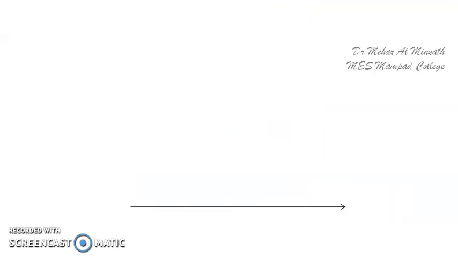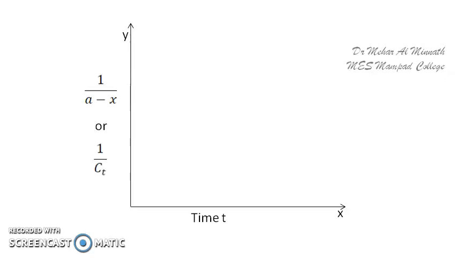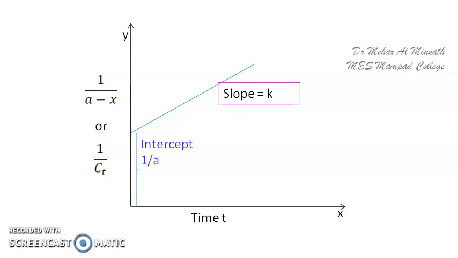Now, how will the graph of this second order reaction appear? Let us see. You have the x-axis and you have the y-axis. In x-axis we take up time t, and in y-axis we take up 1 by a minus x or 1 by Ct. When you plot a graph of 1 by Ct versus time t, you get a straight line with an intercept. Now the slope of the straight line will give you the value for k, and the intercept will give you the reciprocal of the initial concentration, that is 1 by a.